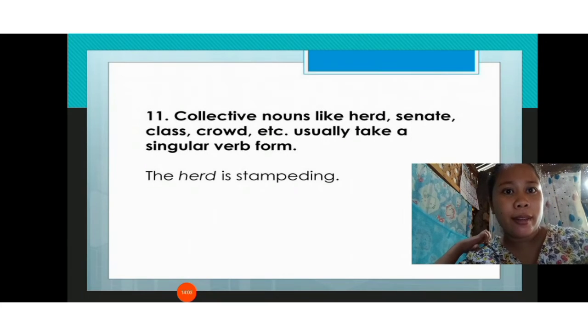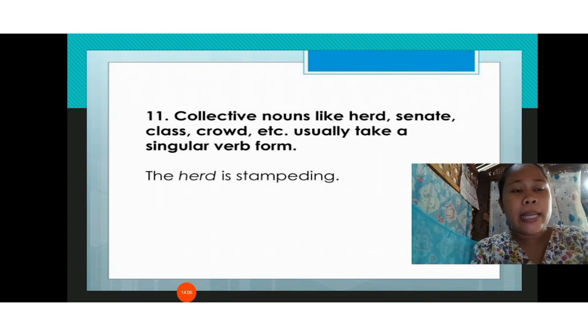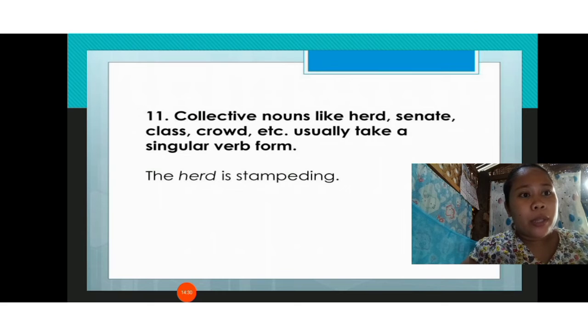Number 11. Collective nouns like herd, senate, class, crowd, etc. usually take a singular verb form. For example, the herd is stampeding. So we use the singular form of the verb if we have collective nouns. Since we're talking about a group as one, that's why we use the singular form of the verb. We have is.